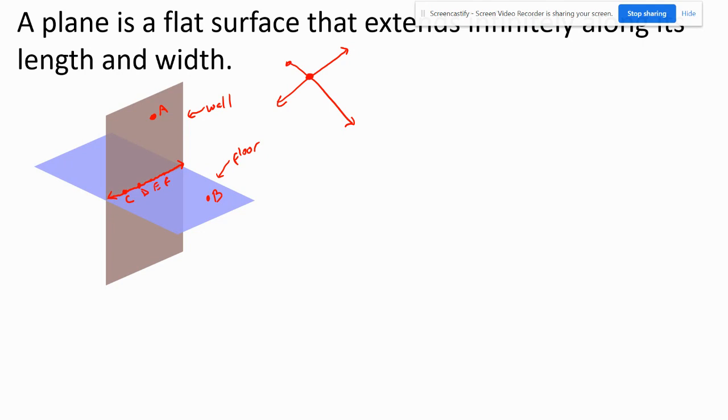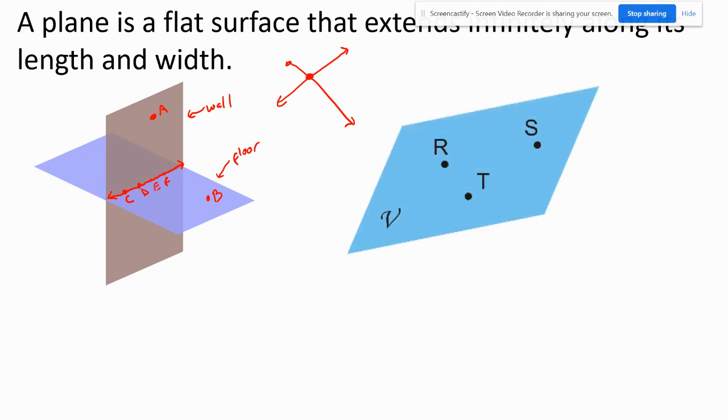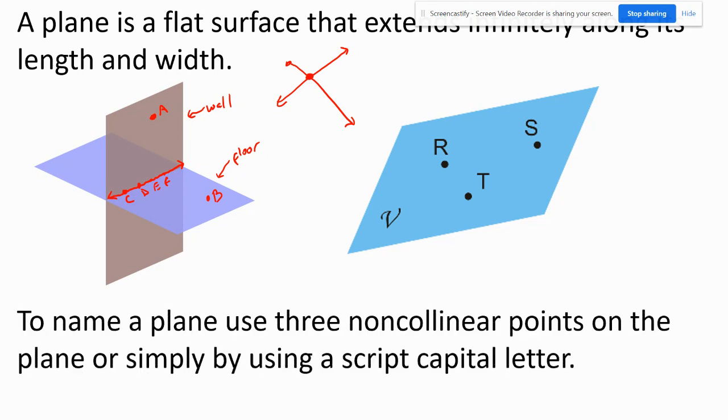Now, coming back to the idea of a plane, let me just take a look at just one plane. Imagine this is a flat surface. Imagine it goes on forever. Notice I have 3 points in there, R, S, T. But look at V, that's italicized. It doesn't have a point. That's not a point. So there's only 3 points and there's another letter. The way we're going to name a plane, we're going to use 3 non-collinear points on the plane, or simply use the script capital letter.